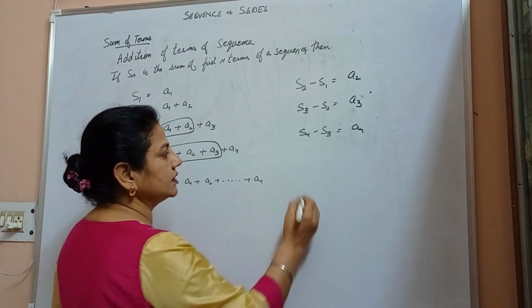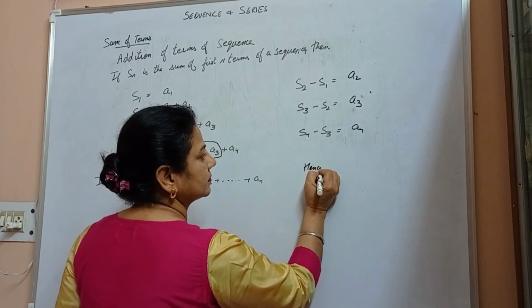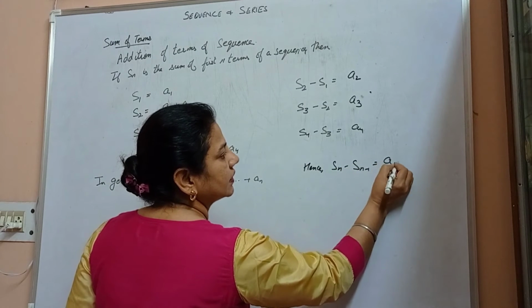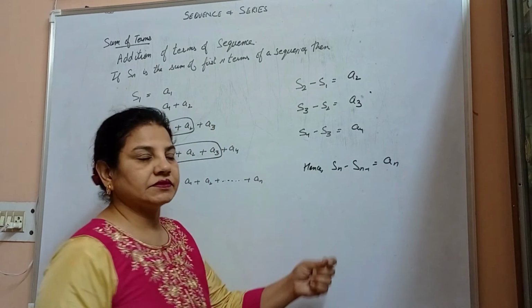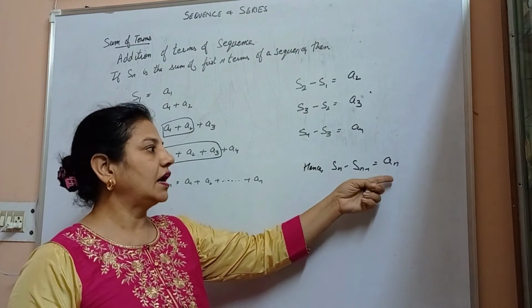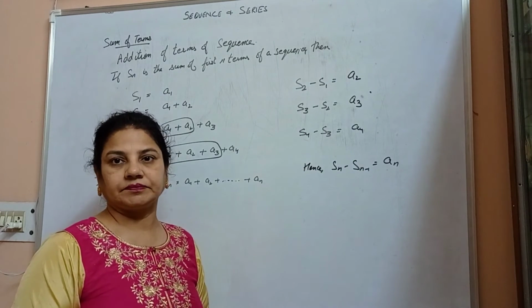So in general, I can say that Sn minus Sn minus 1 will be the nth term. If I take the sum of n terms minus Sn minus 1, I will get the nth term.